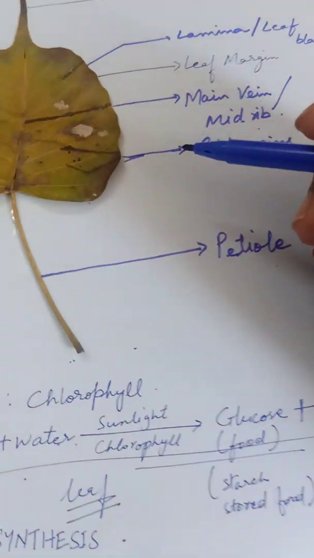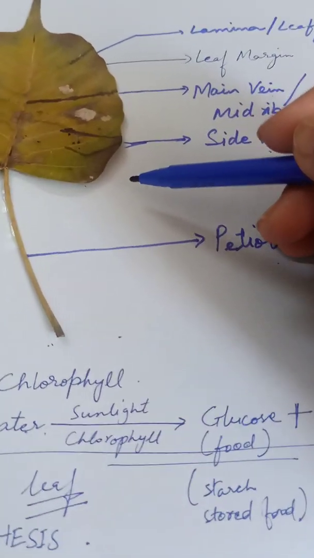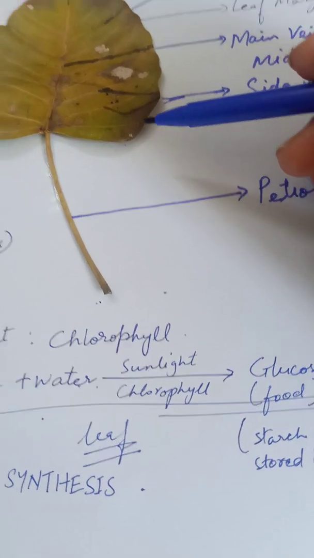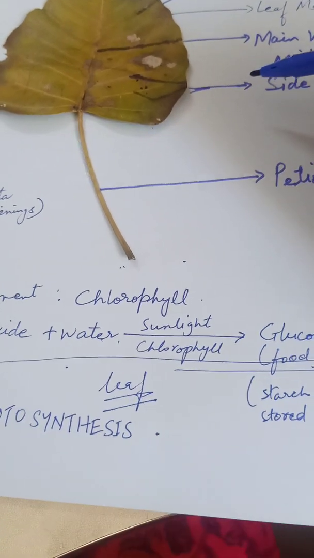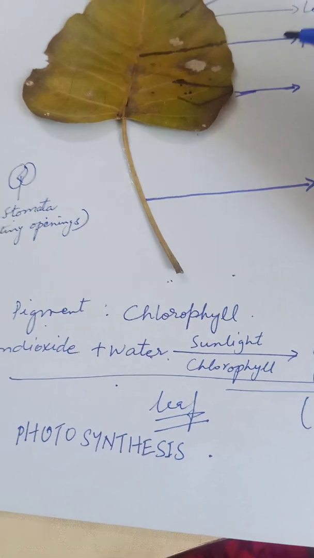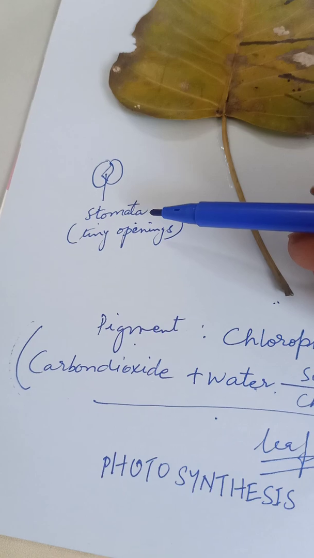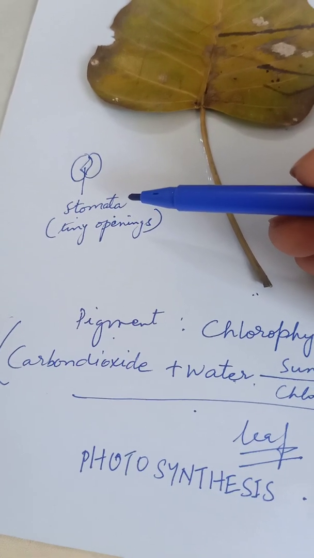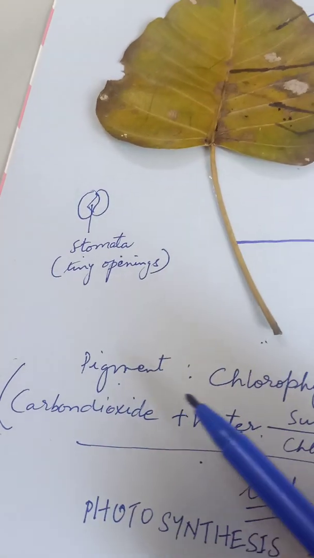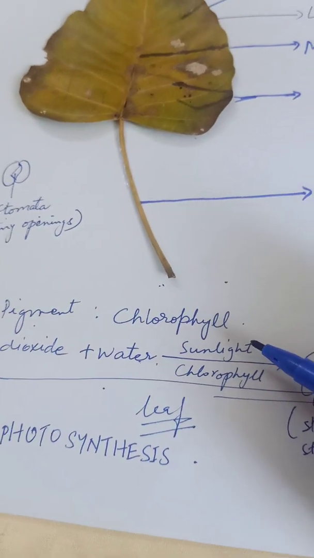If you look at the underside of the leaves when our school reopens and we go to the lab to observe the underside of the leaf under the microscope, we will see tiny minute openings. Very tiny pores or openings which are known as stomata. What are they known as? Stomata. I will explain the function of stomata. Then the green color of the leaf is due to the presence of a pigment which is known as chlorophyll. What is it known as?